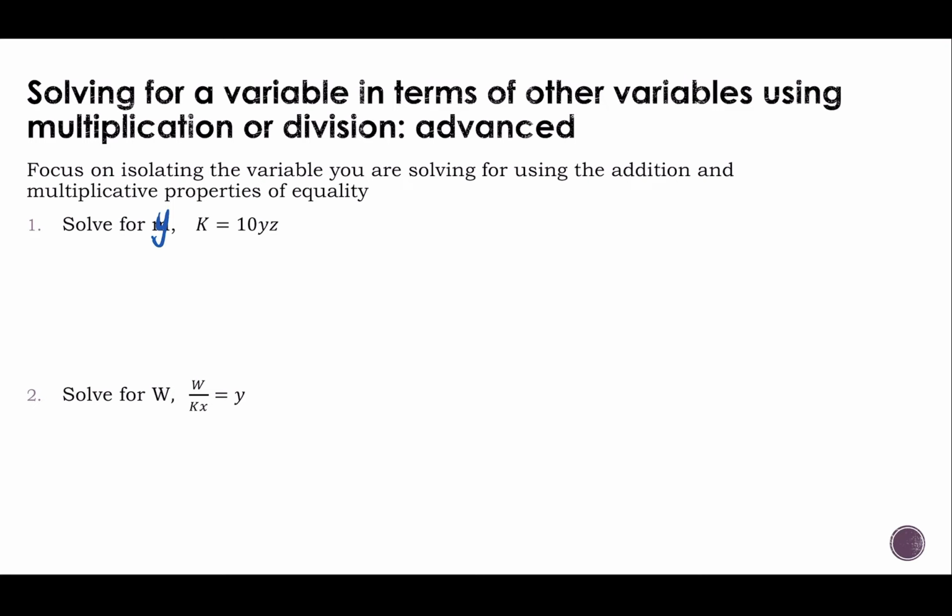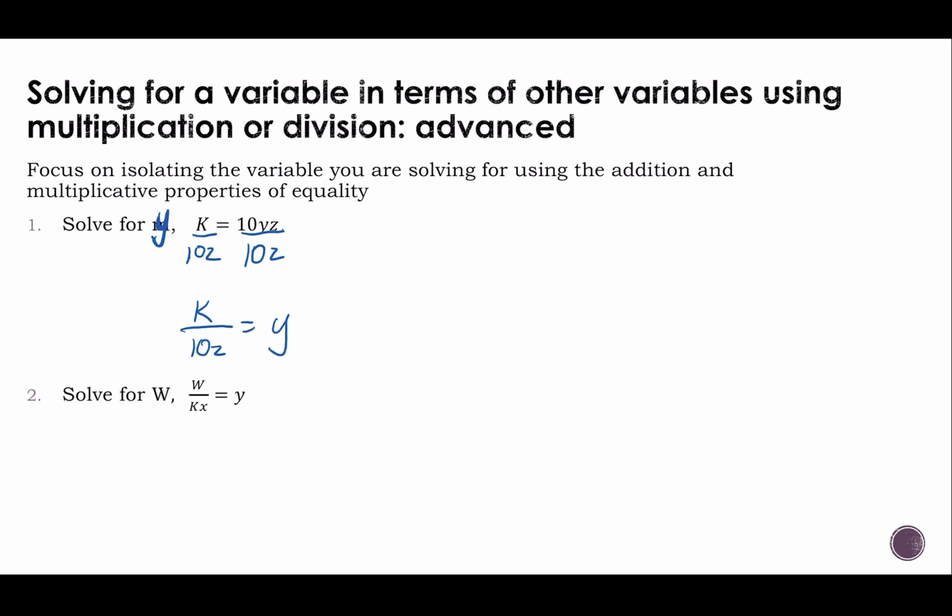So in order to get this y by itself, I need to not only divide by 10, but I also need to divide by z. And I can do this in one step or two steps. I'm going to do it in one step so you guys can see it. So I divide both sides by 10z. That gives me k over 10z equals y.